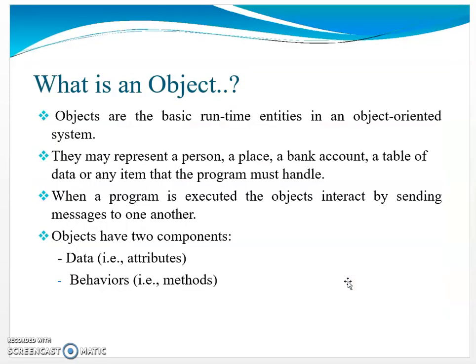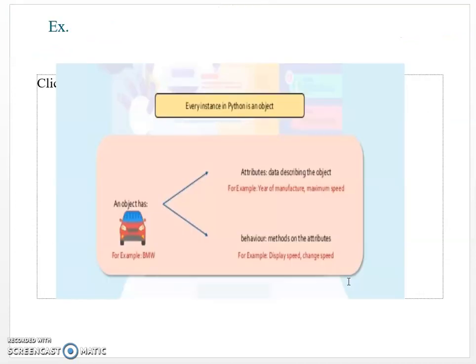Next we will see what is an object. Objects are the basic runtime entities in an object-oriented system. Basically an object consists of data and behaviors. Data is nothing but attributes, and behavior is nothing but the methods which perform some operations on the data. So let us see the example of the car.